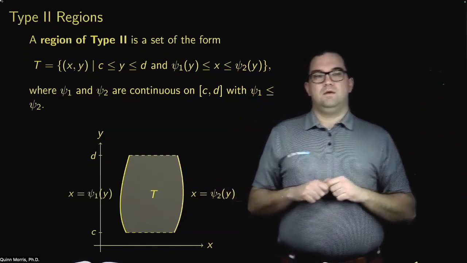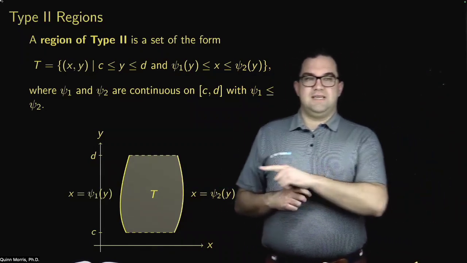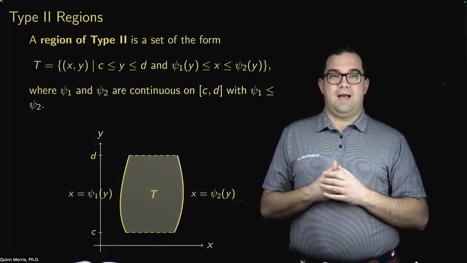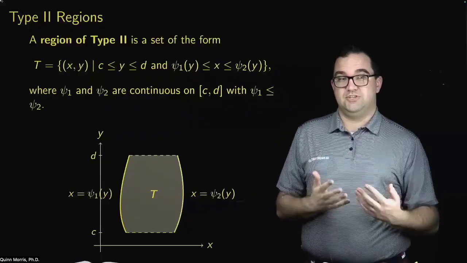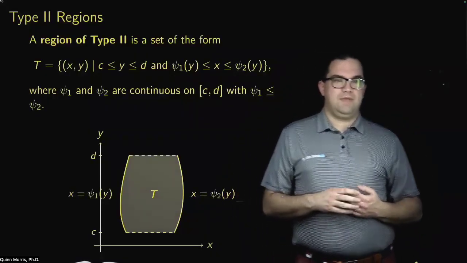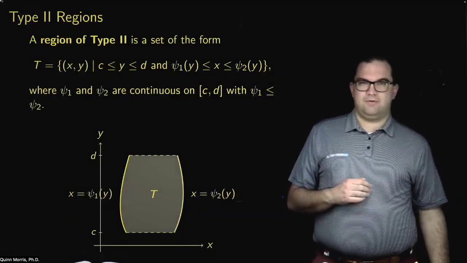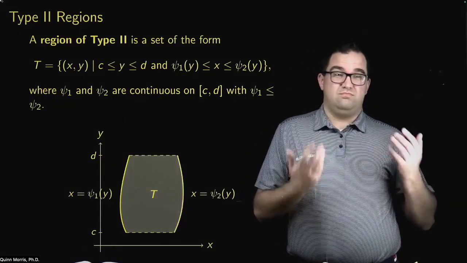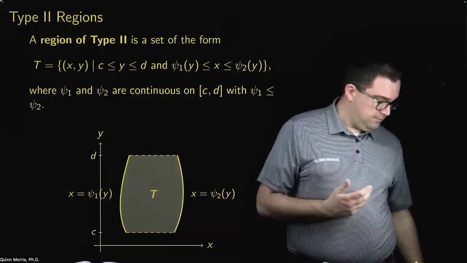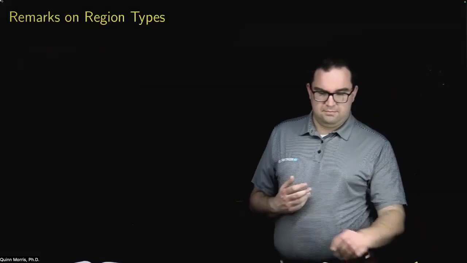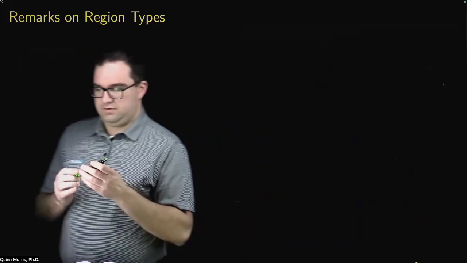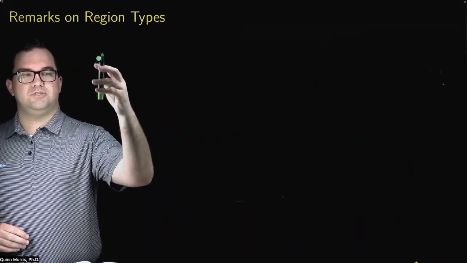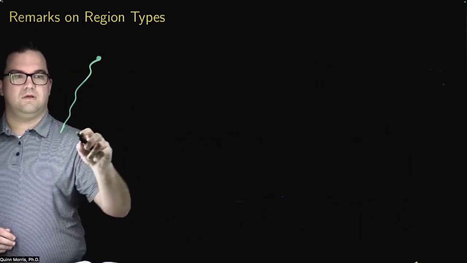Now, we're actually going to prove some theorems related to what happens when we have a type 1 or type 2 region. But before we get there, it's worth thinking about how these type 1 and type 2 regions relate to other sorts of regions. So the first thing to note is you could take, say, some sort of region like this.